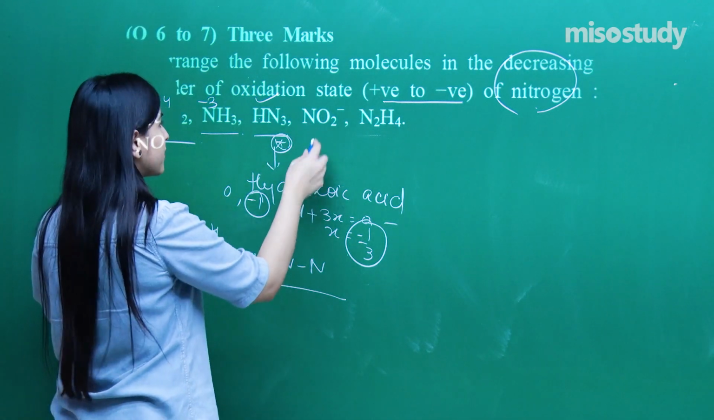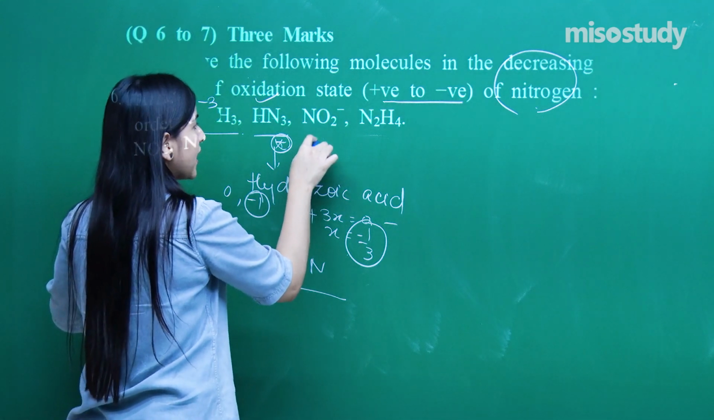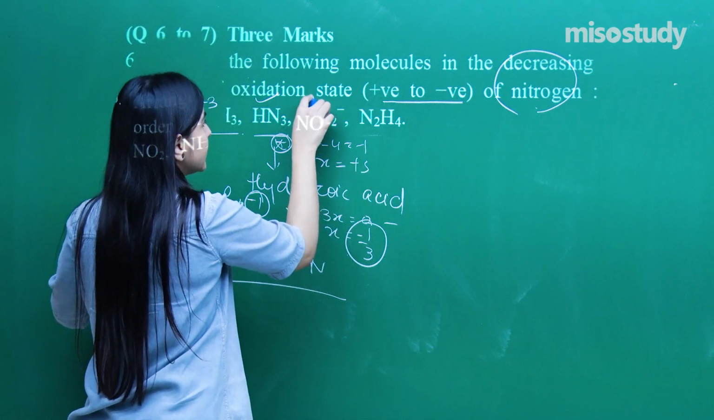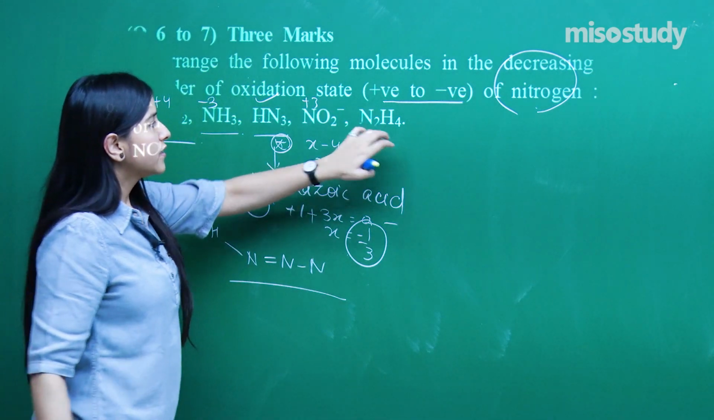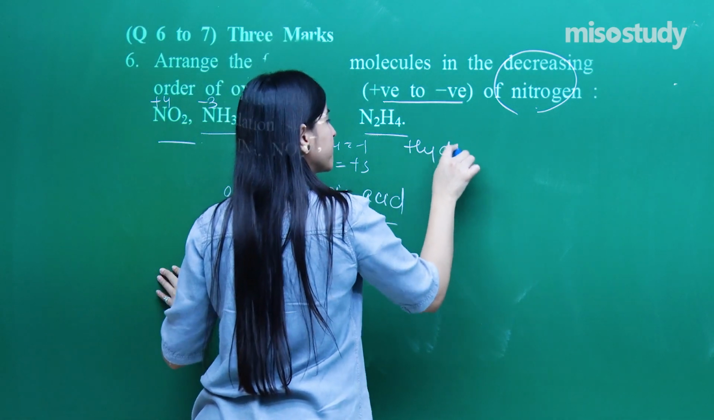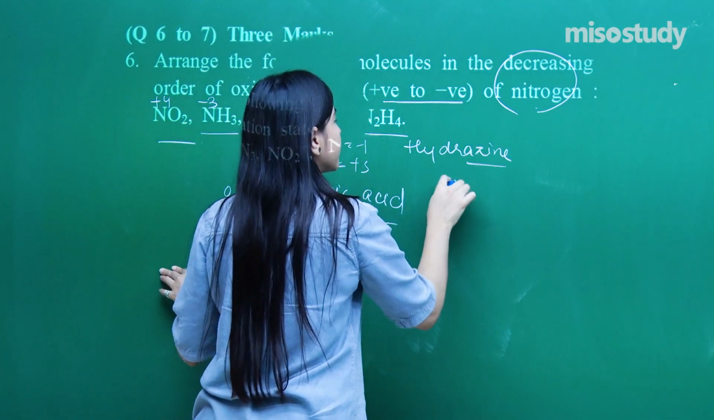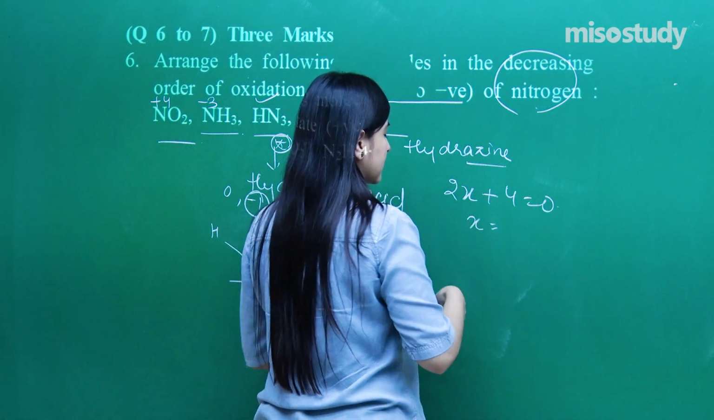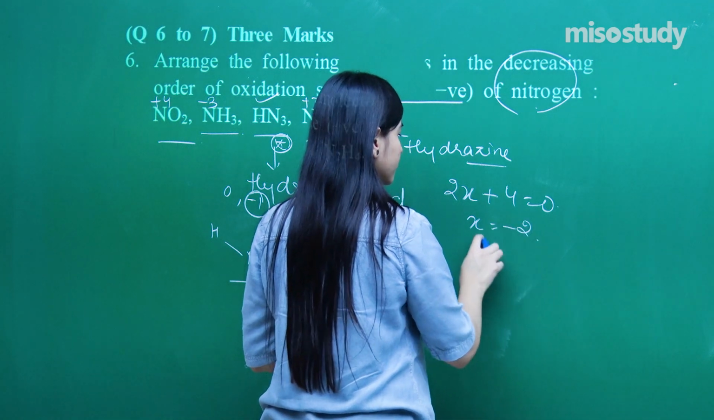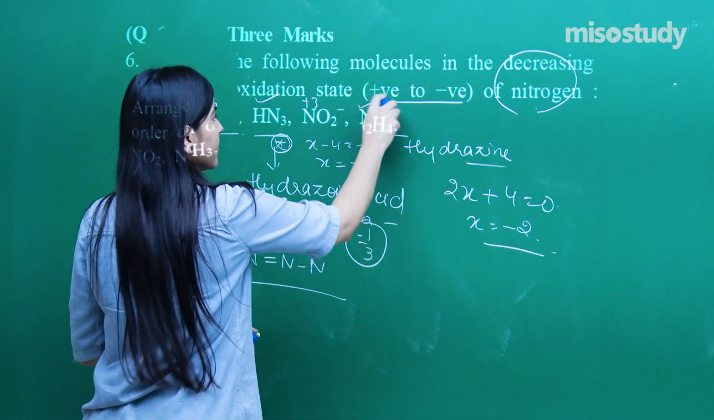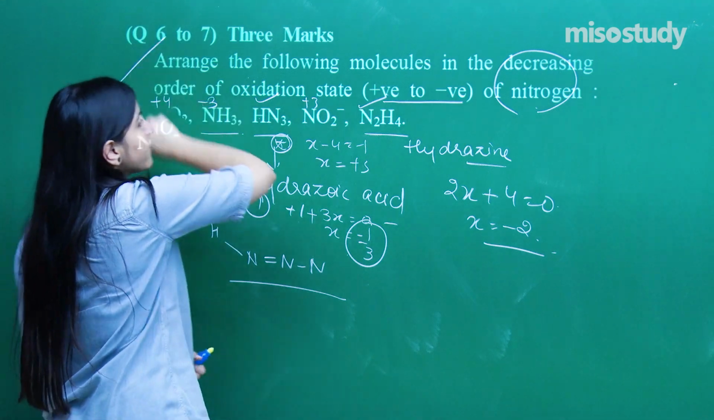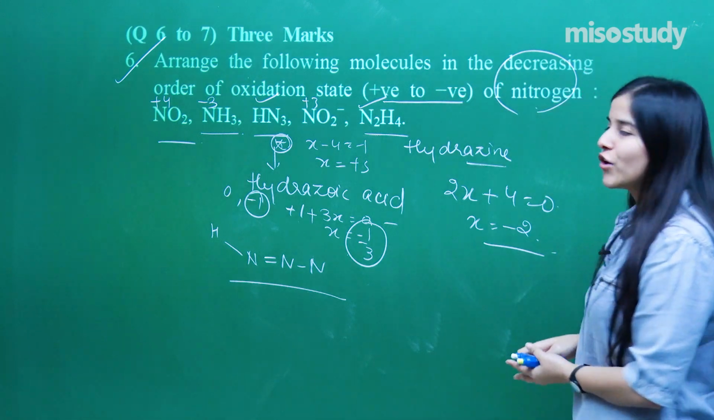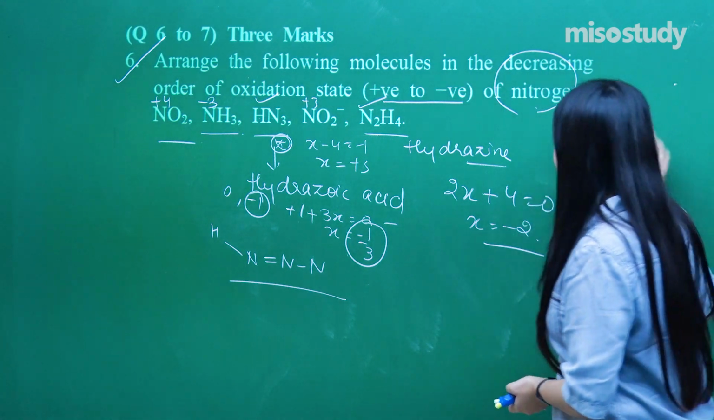This one again you can very well find out. So x minus 4 equals -1, x equals +3. Done? Okay. Now this, what is this? Hydrazine. In hydrazine, 2x plus 4 equals 0, x comes out to be -2, right? So I hope everybody is done with it, and now you can very well arrange it into decreasing order. I am not going to do it for you.